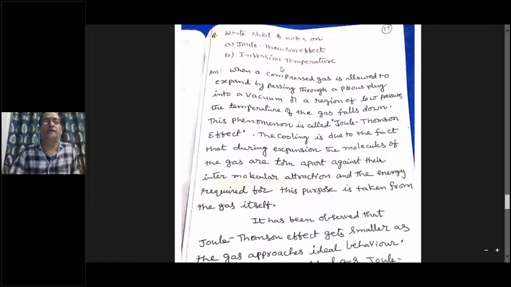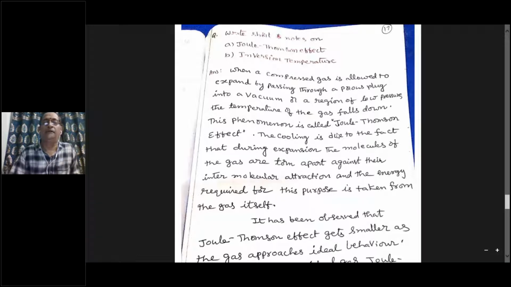What is Joule-Thomson effect? When a gas from high pressure region is passed through a porous plug into a low pressure region, the temperature of the gas falls down. This is called Joule-Thomson effect.